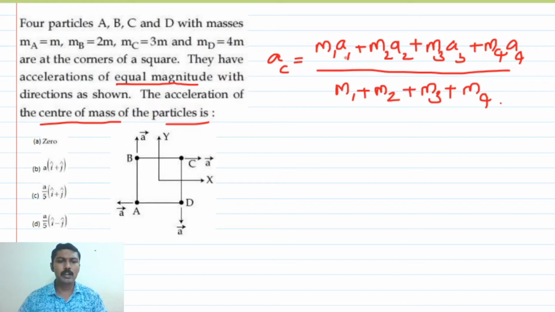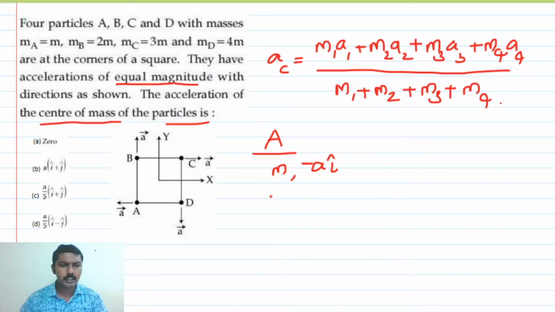What are this m1, a1? m1 refers to the first mass at the point A. At the point A, the mass is m with an acceleration a, which is marked along the x direction, but shown in the negative x direction, so we can say that the acceleration is a i cap, in the negative x direction. That is why we say it is minus a i cap.